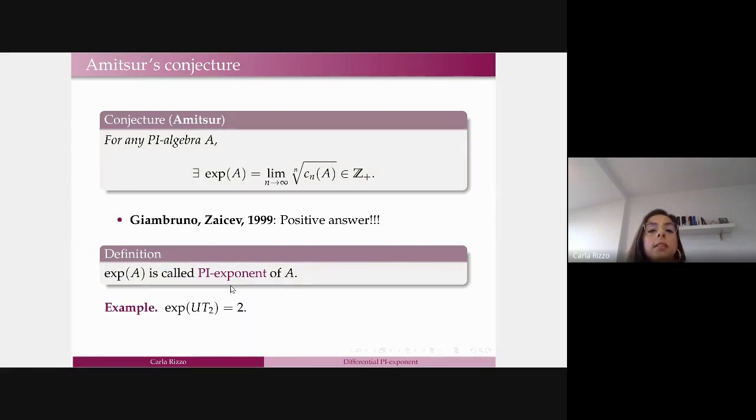So now the question. Another thing: when they proved this result, they gave an actual way to compute it, that is connected to the description of the algebra structure of the algebra considered.